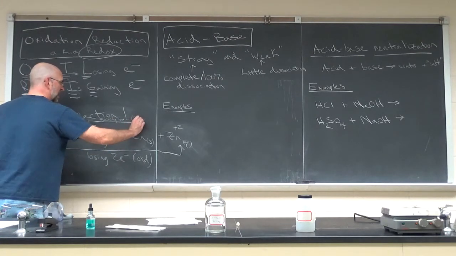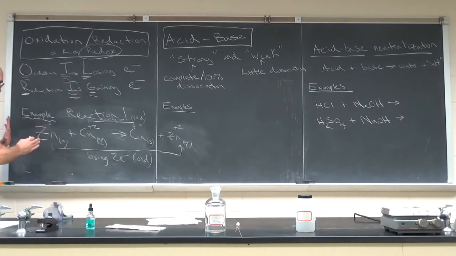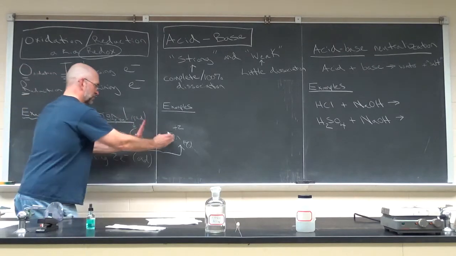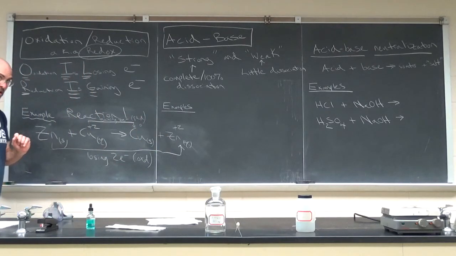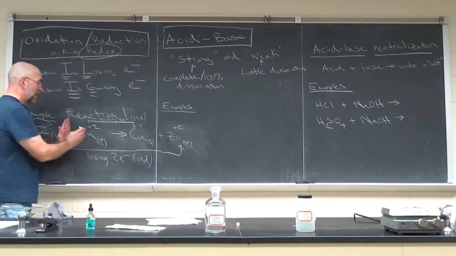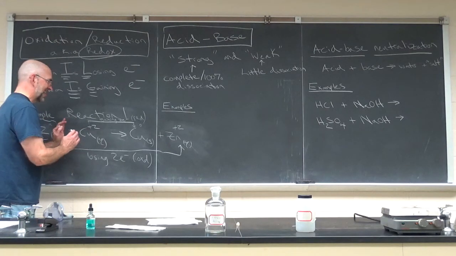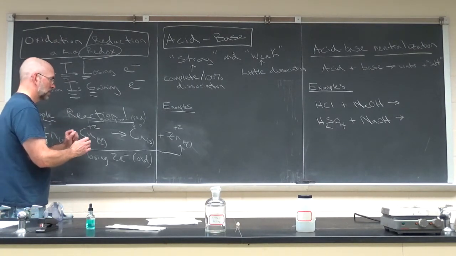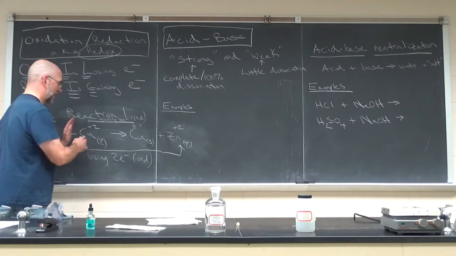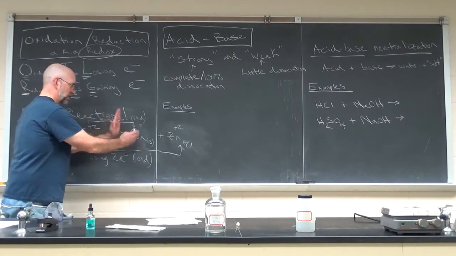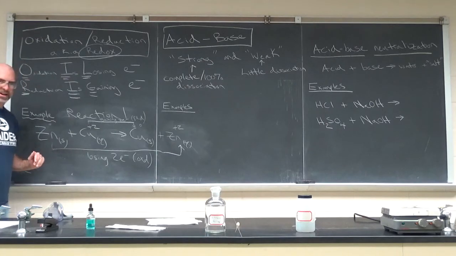So that's reduction. To be precise, zinc metal is oxidized to produce zinc plus 2 cations. Copper plus 2 cations are gaining 2 electrons, so they're being reduced. Copper plus 2 is reduced to form copper metal.